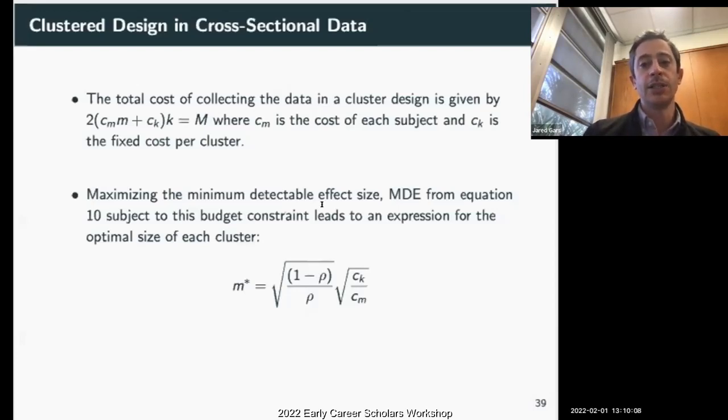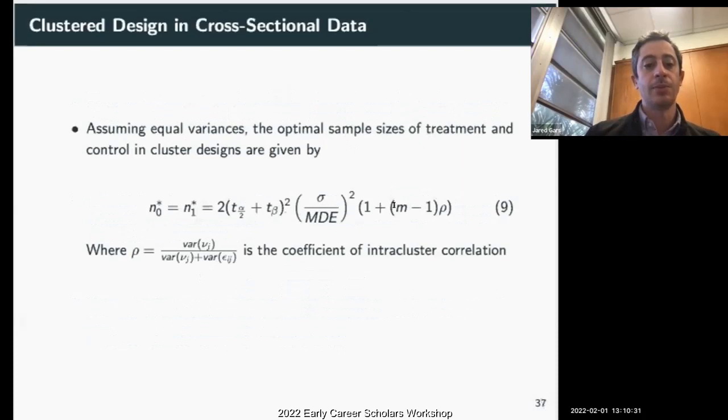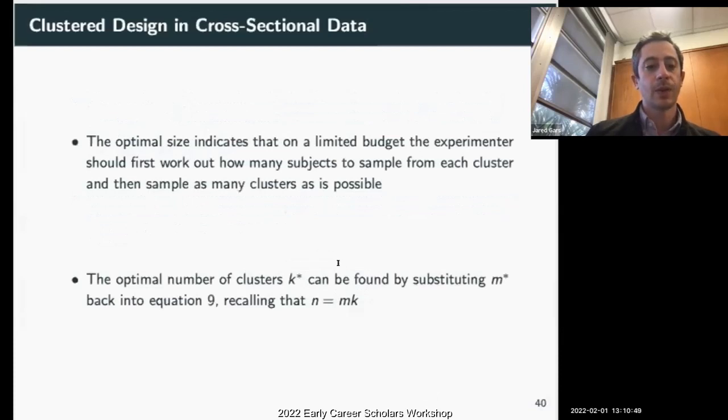This indicates that on a limited budget, the experimenters should first work out how many units to sample from each cluster, and then sample as many clusters as possible. And as I said before, from Yvonne's question, the optimal number of clusters K star can be found by substituting this M back into the equation I showed before here. So you can put that M star in here and then solve for the number of clusters, keeping in mind that N equals M times K. So the total number of units equals the units per cluster times the number of clusters, which I show here.